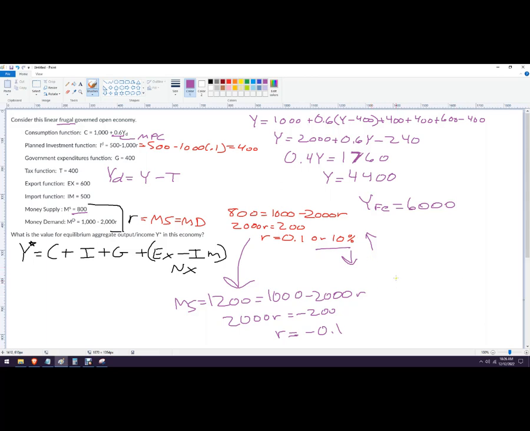Okay, so that's how to solve for this. It has a lot of names. That's what kind of makes this hard, depending on what your class is calling it, but we can call it aggregate output or aggregate income in this problem.